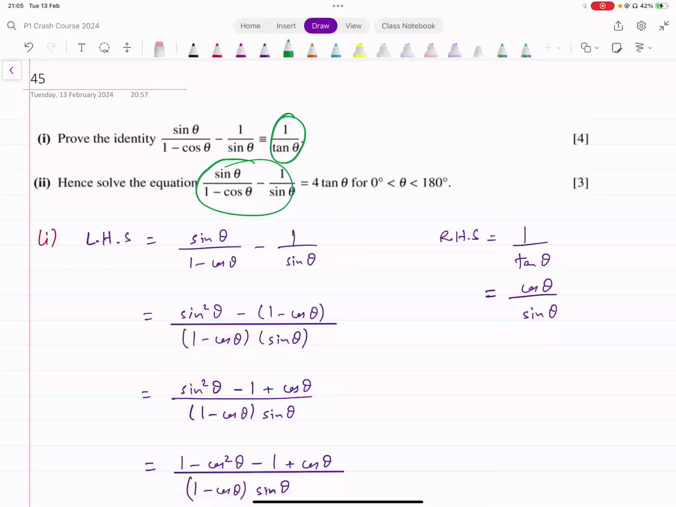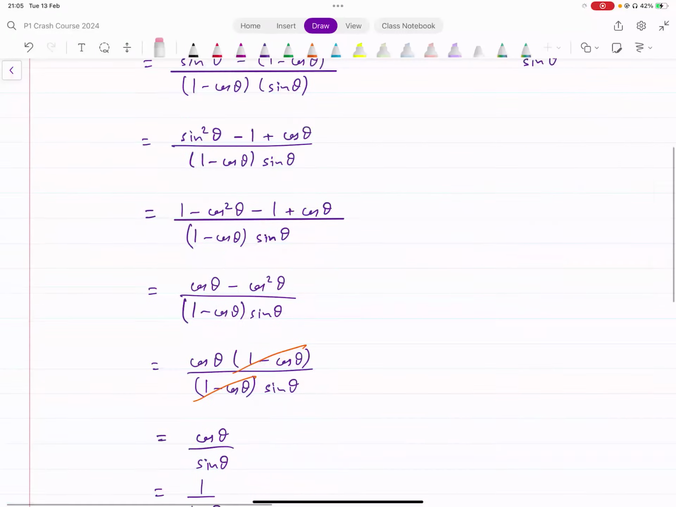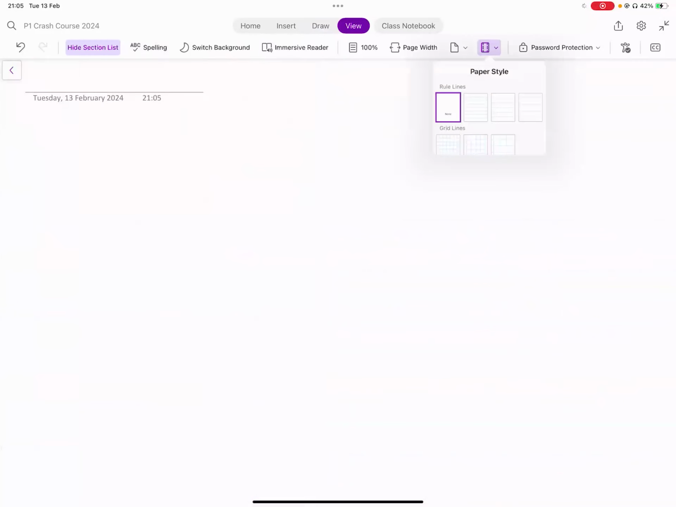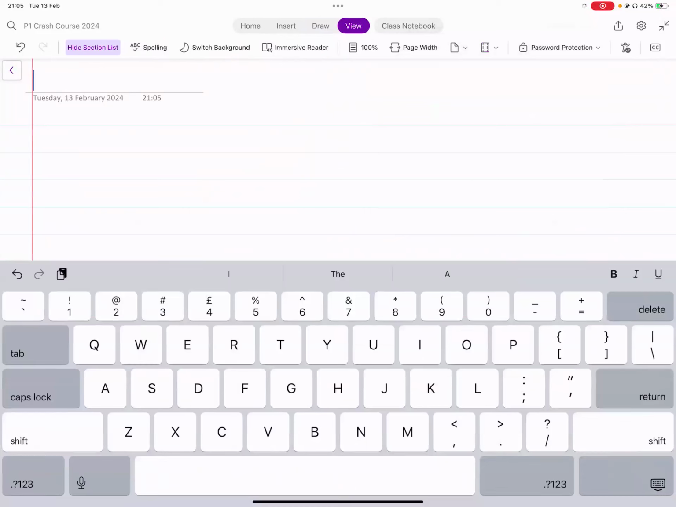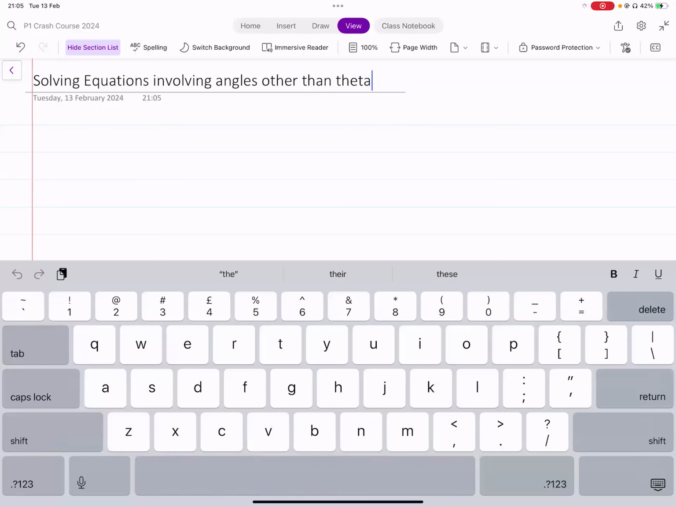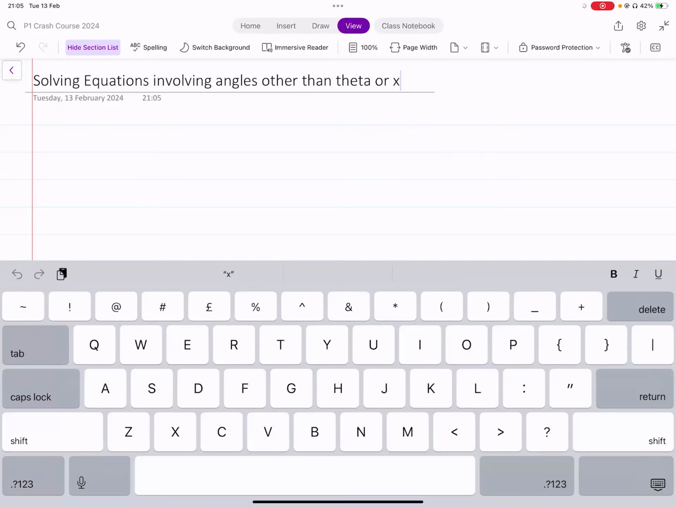All right, now let's start with our next concept then. Now, this is very important. It's going to be useful in paper 3 later as well. You'll be using this a lot there. So you have to remember this for later as well. Solving equations involving angles other than theta or x. Now, what does that mean?